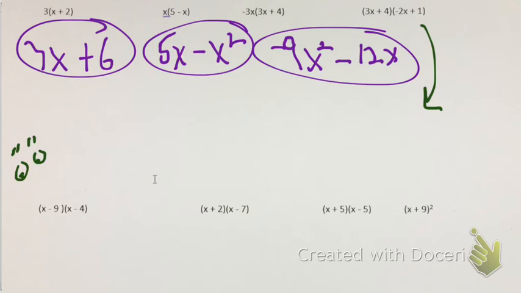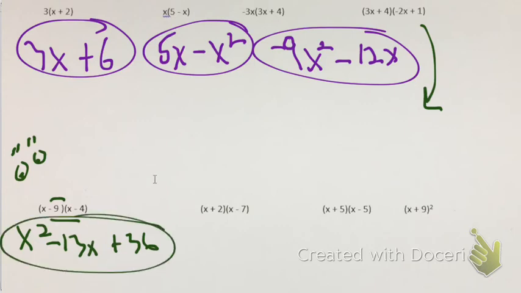That's x squared because that's first terms. The back end, minus 9 times 4, minus 4 is plus 36. And in the middle, you've got that minus 4x and minus 9x. You got minus 13x. All right, so we're good there.